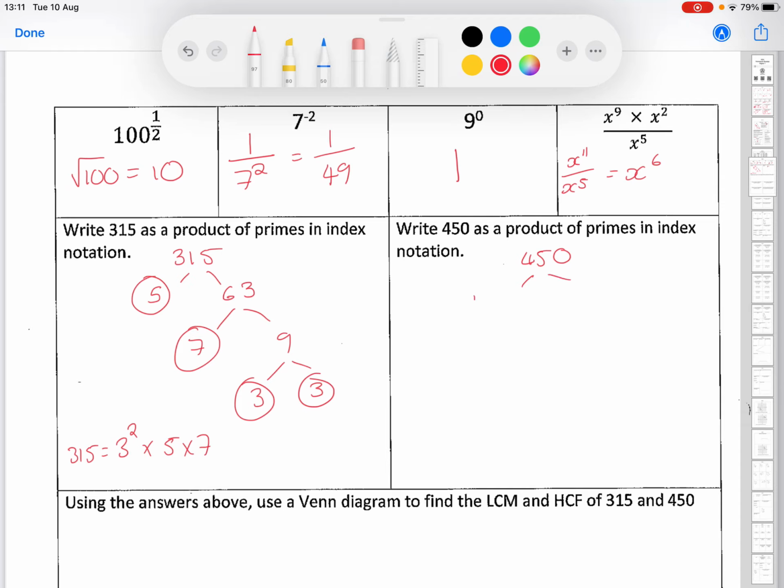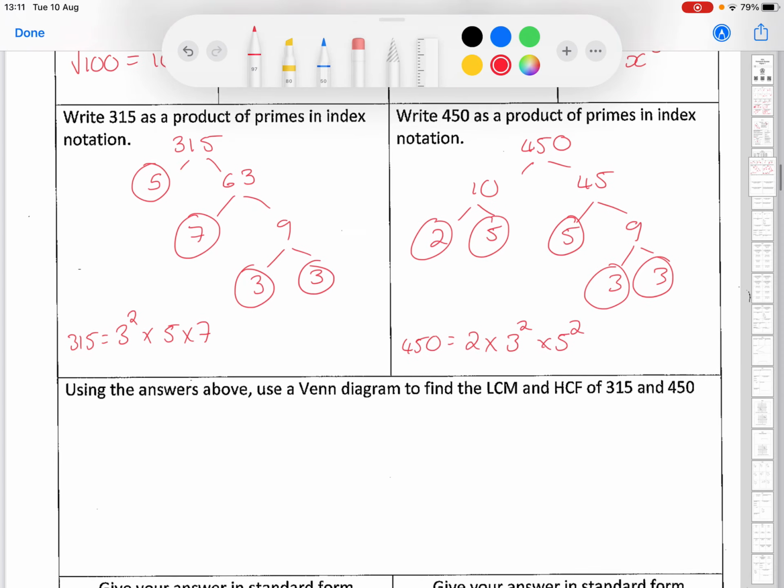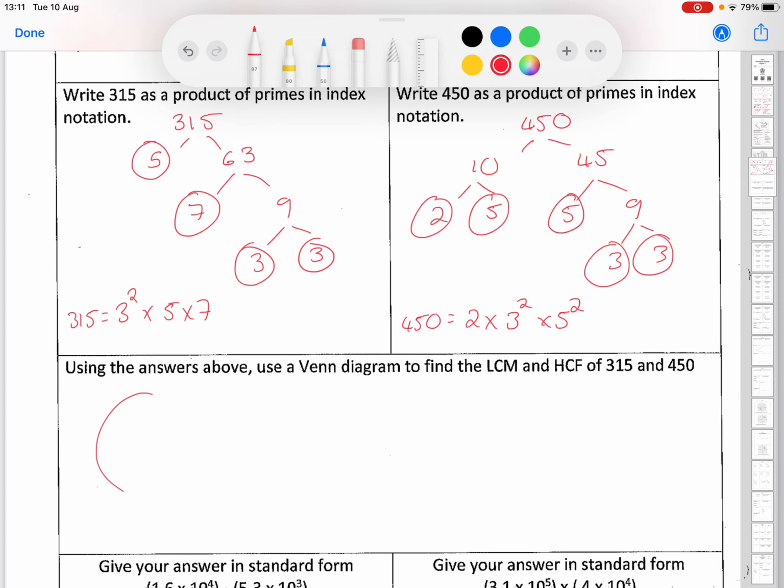Because we've got 2 threes. For 450, we could do 10 and 45. Two factors of 10: we could do 2 and 5, both of those are prime. And two numbers multiplied to make 45: we could do 5 times 9, and 5 is a prime number, 9 though is 3 times 3. So 450 can be written as 2 times 3 squared, because we've got 2 of those, times 5 squared, because we've got 2 of those.